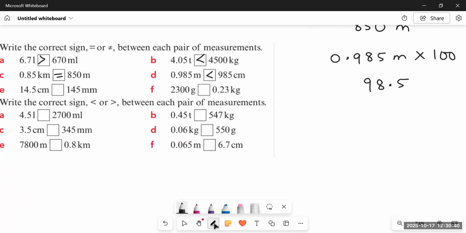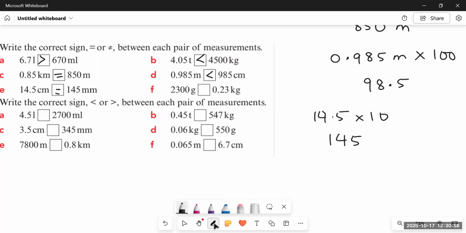And then it's 14.5 centimeters and 145 millimeters. So we know that 1 centimeter is equal to 10 millimeters. So we have to multiply it by 10. It will become 145. So it means both are equal to each other.